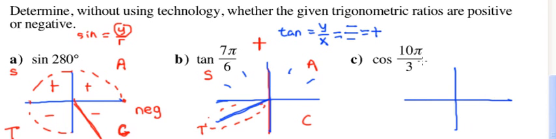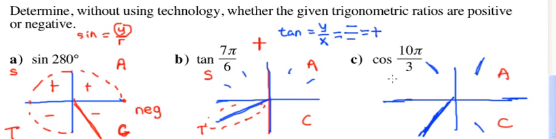Third one. There are two more. 10 pi by 3. 1, 2, 3 pi by 3, 4, 5, 6, 7, 8, 9, 10. Again, we're in the bottom left quadrant. And the CAST rule says only tangent is positive down here, so cosine must be negative.